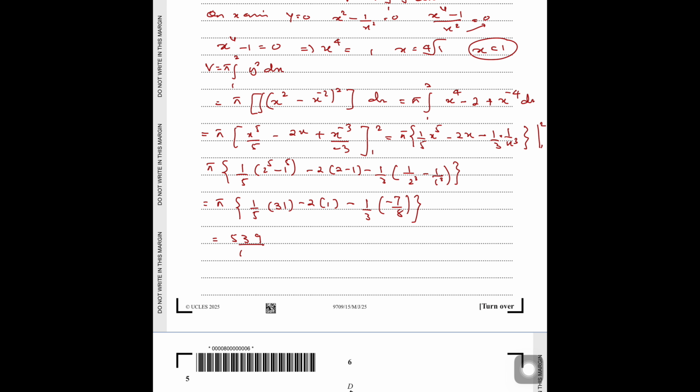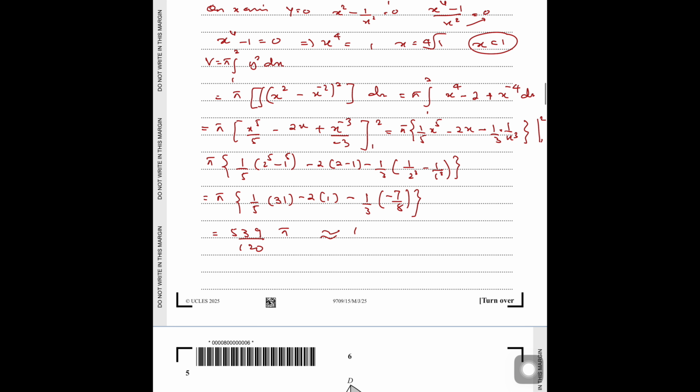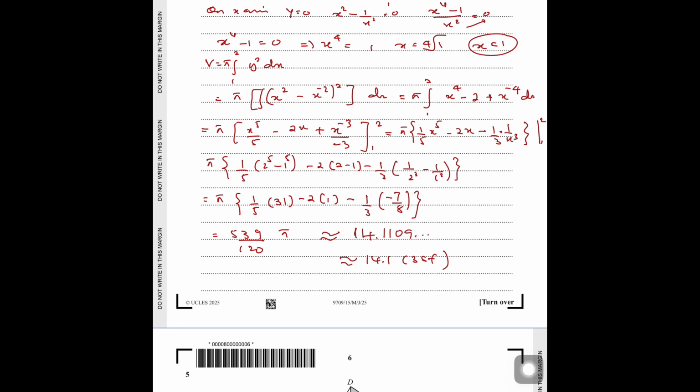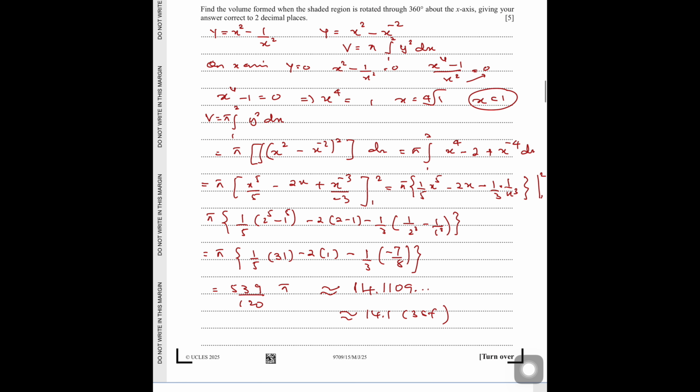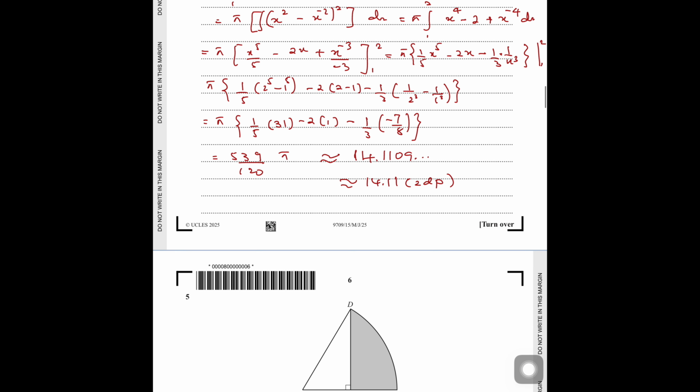And the final answer is 539 over 120 pi. If you want to change it into decimal, 14.1109, 14.1 to 3 significant figures. All right. The question says 2 decimal places. I'm so sorry. So 2 decimal places. Number 5 now.